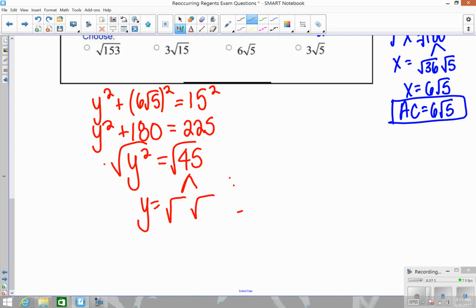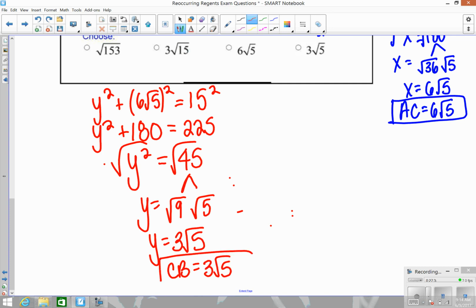Think about numbers that you can divide 45 by. So perfect squares, we have 1, 4, 9, 16, 25. Those are all our perfect squares. So 9 goes into 45 5 times. So 9 times 5 is 45, which means I have 3 radical 5. So then the answer would be CB, if you actually make sure you answer the question, is equal to 3 radical 5. So that would be this choice right here.